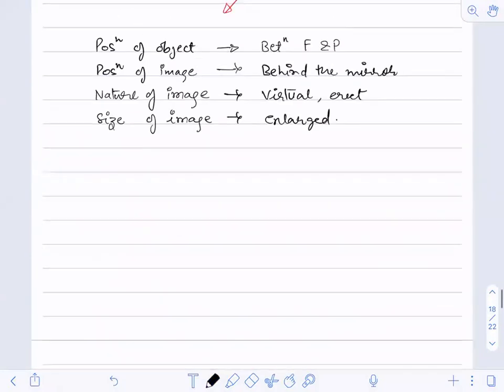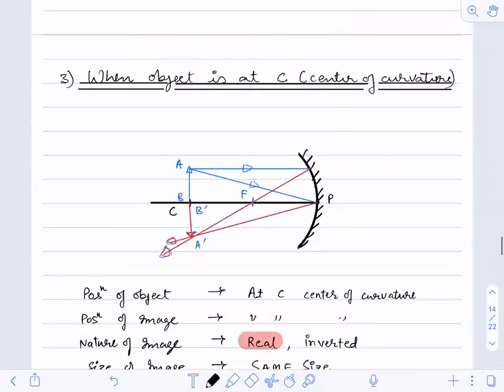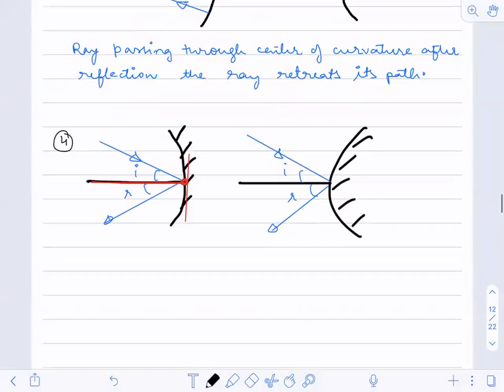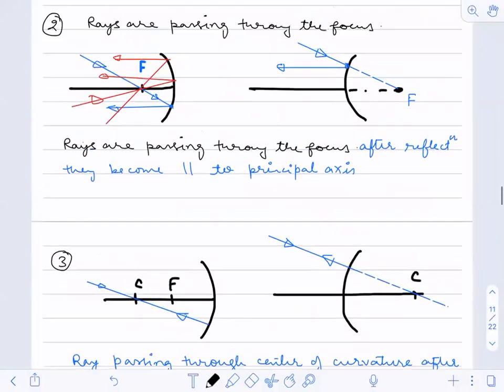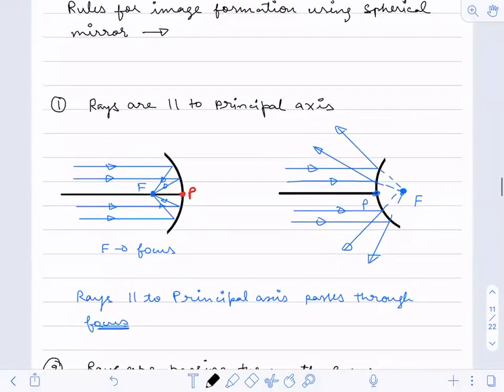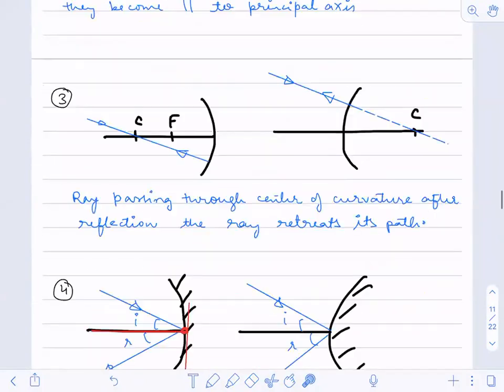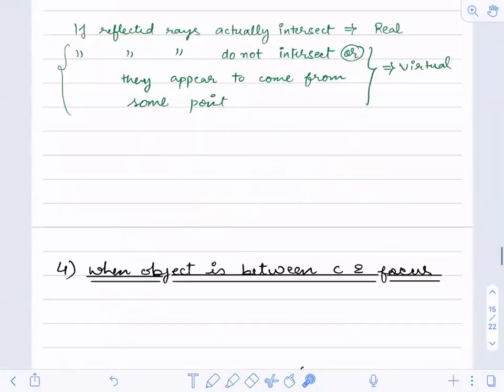In the previous class we have seen this figure, if you can recall, the rules for the formation of image for a convex mirror. Yes, it passes through the focus. See this figure over here, we studied it in the previous class. Parallel lines pass through the focus.